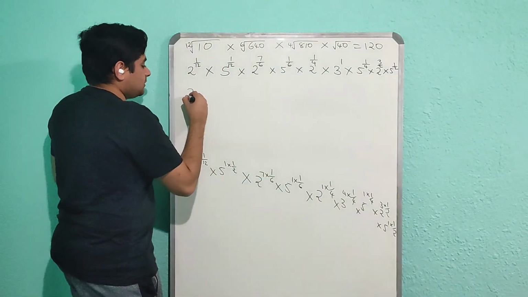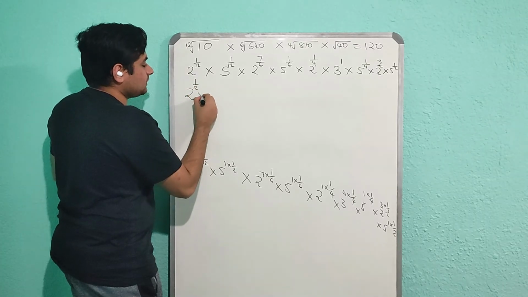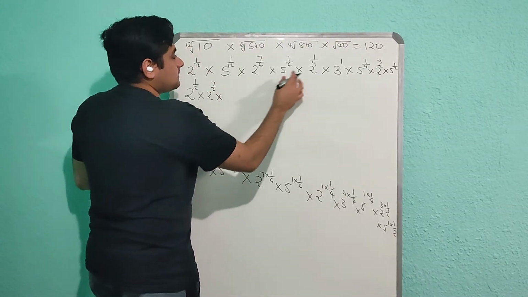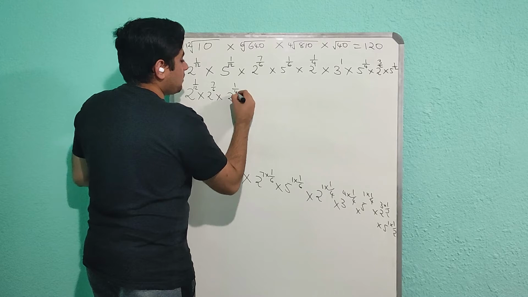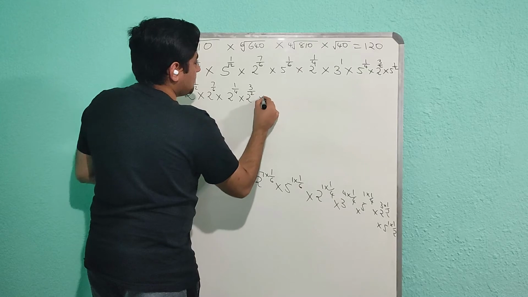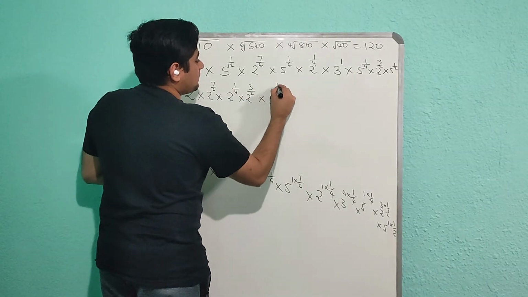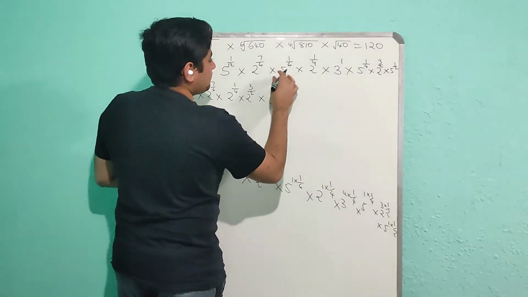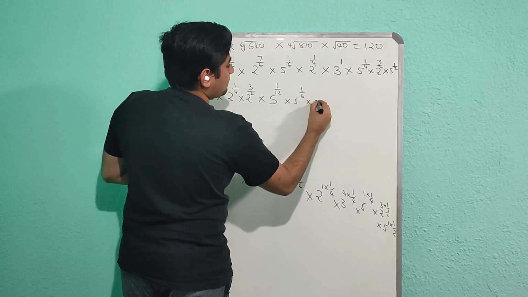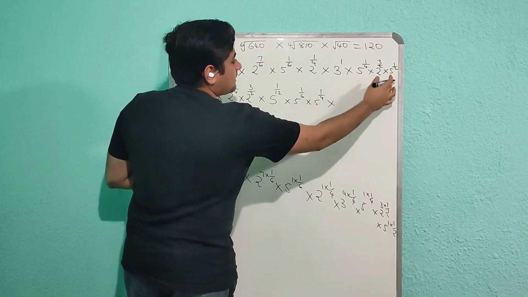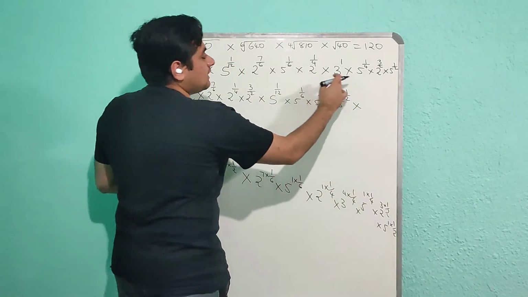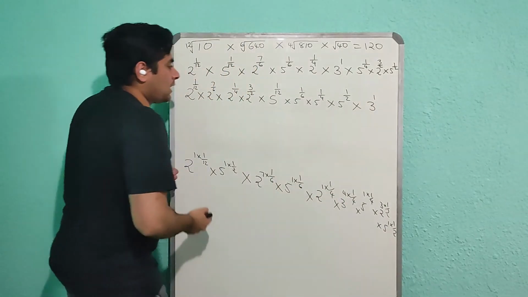Okay. So we got 2 to the power 1 over 12 times 2 to the power 7 over 6 times 2 to the power 1 over 4 times 2 to the power 3 over 2 times, let's go with 5 now, 5 to the power 1 over 12 times 5 to the power 1 over 6 times 5 to the power 1 over 4 times 5 to the power 1 over 2 times, and then finally we remain with only 3, which is 3 to the power of 1.